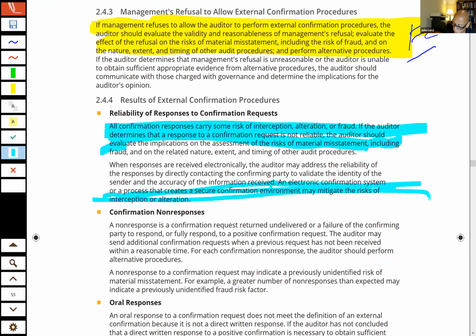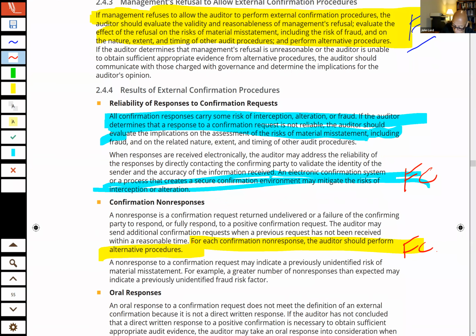And what you could do these days is pretty easy: some sort of secure upload where they have to log into a system and it has to be a secure upload of the information and whatnot. Okay. Now, if there are non-responses, the auditor would need to perform alternative procedures. So if the client's customer just doesn't get back to you when you're expecting them to with positive confirmation, do an alternative procedure, look to see that there was some sort of subsequent collection on those, but you just can't let them hang there.